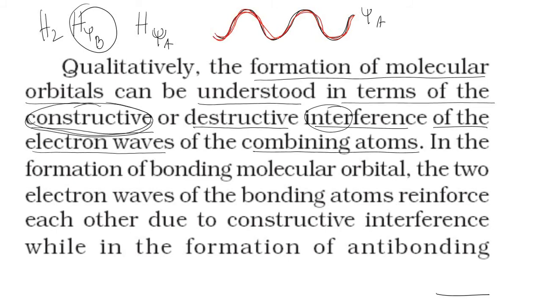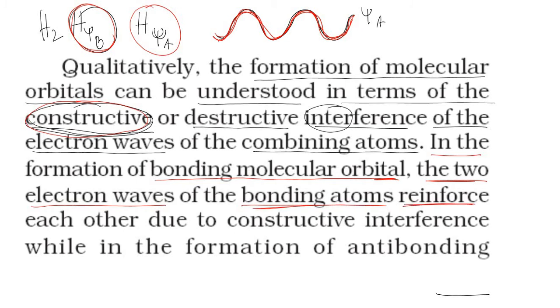I hope you are understanding, students. It means that the wave function of one hydrogen atom is having a constructive interference with another hydrogen atom, which is having a wave function psi of B, right? So in the formation of bonding molecular orbital, the two electron waves of the bonding atoms reinforce. Here we have seen that the two wave functions reinforced each other due to constructive interference. Is it clear?